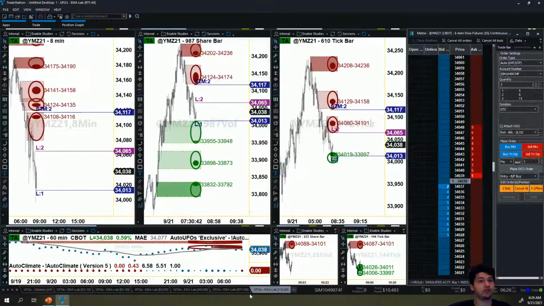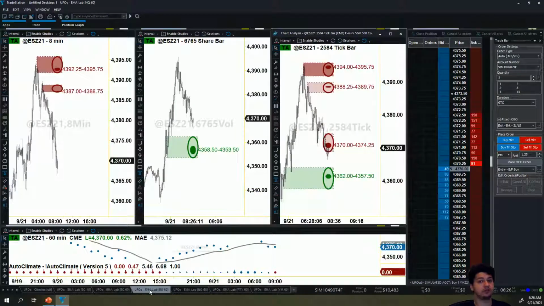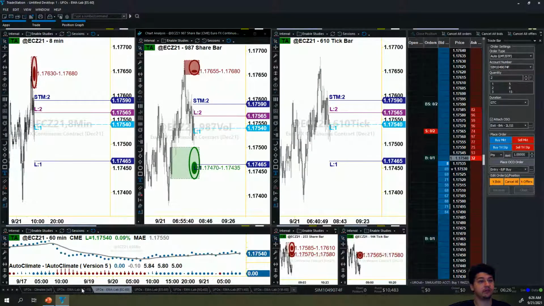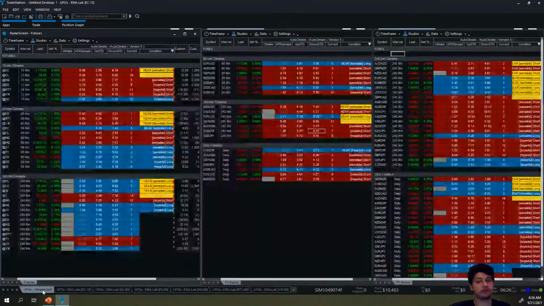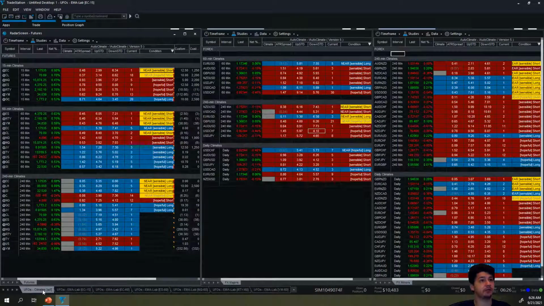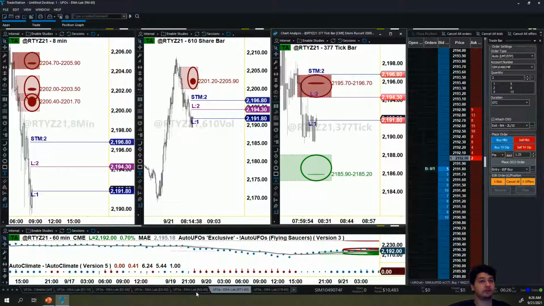Russell showing a little bit of strength. All of them actually coming up a little bit. Okay, we're going to have an update to the climates pretty soon too, and we're going to see how things are looking, how things are cooking.